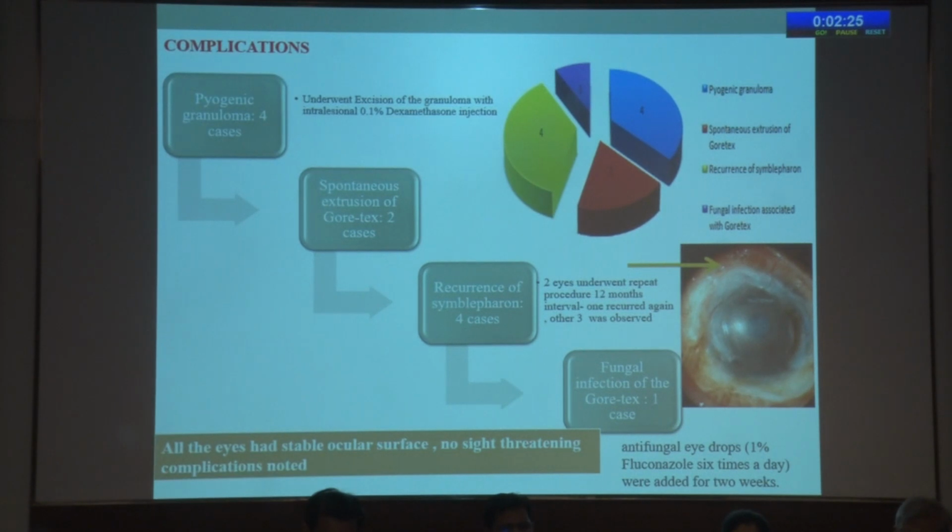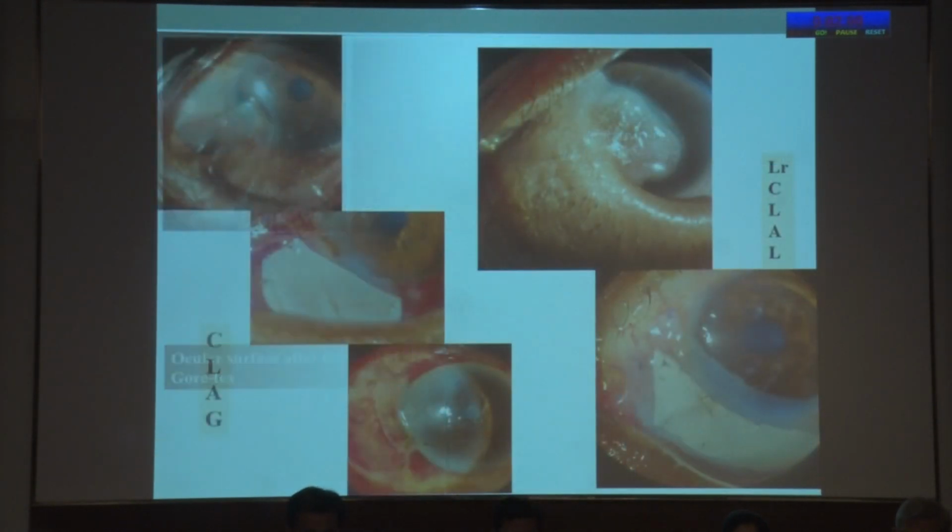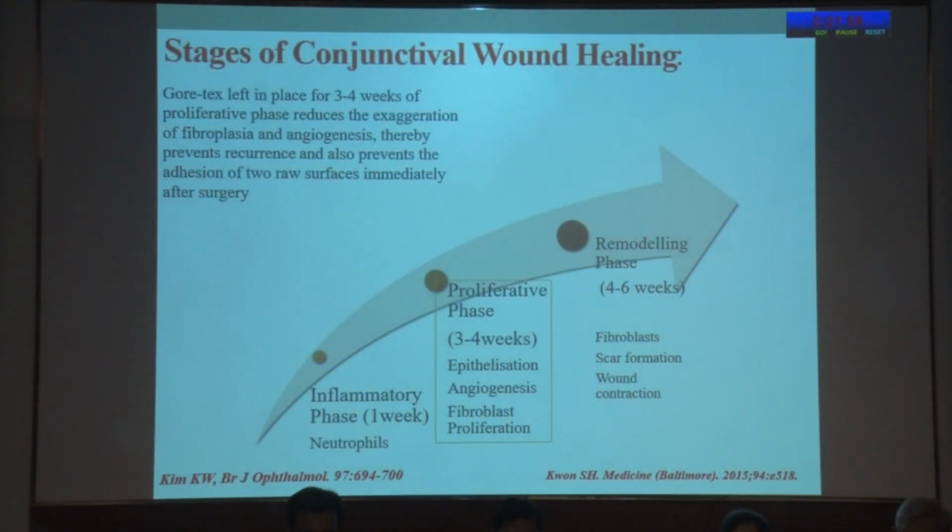Regarding complications, we did not have any sight-threatening complications, and we had 4 cases of pyogenic granuloma, and spontaneous extrusion of Gore-Tex was noted in 2 eyes before 4 weeks, and recurrence was noted in 4 eyes, and 2 eyes underwent repeat procedure. Fungal infection was noted in 1 eye, but the underlying ocular surface was free of infection. These are a few cases in which the Gore-Tex and CLAG was done.